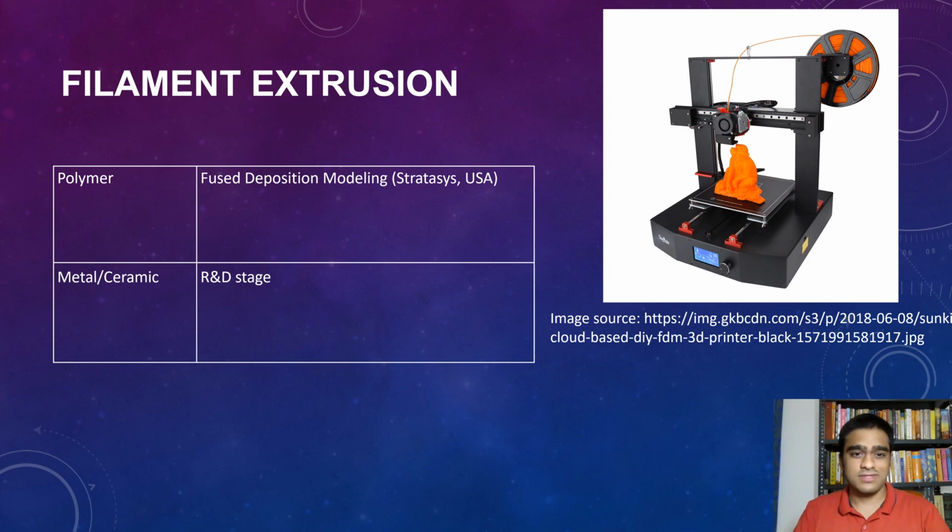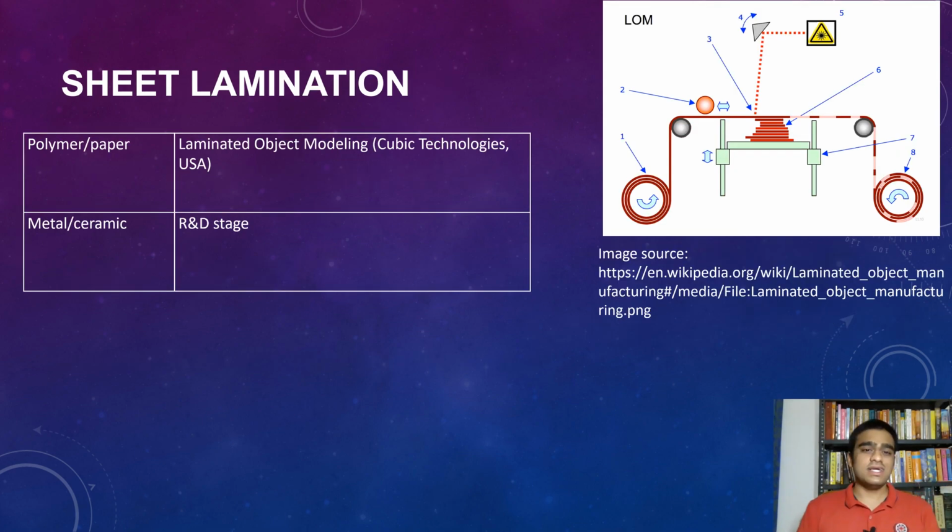That's one classification. And second, sheet lamination. In sheet lamination, you can tell from the name, you take a sheet and laminate, that is, you take one sheet and put another sheet and one more sheet. So you stack up the sheets, but how the stacking goes on depends upon my final object. In that way it is done. And one thing, sheet lamination is the first AM process to be developed, and the name given is laminated object manufacturing. At present, polymer and paper are mainly used in sheet lamination, and metal and ceramic are still under development.